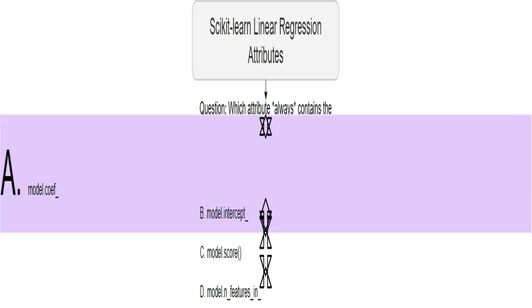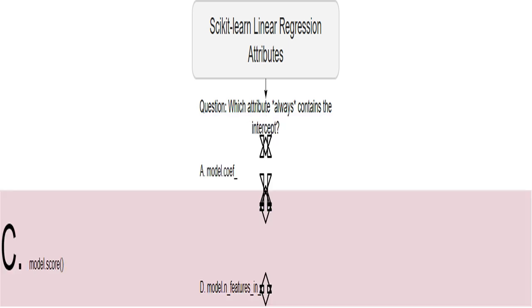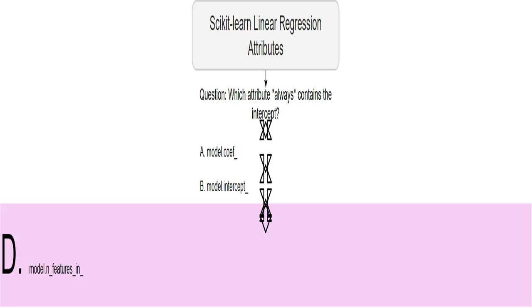This attribute gives the slope of the regression line, not the intercept. The slope shows how much y changes for every 1 unit change in x. It's not what we are looking for here. This is a method, not an attribute, and it returns the r-squared value. R-squared measures how well the line fits the data, not where the line starts on the y-axis. So this is not the correct answer. This attribute tells me how many predictor variables, x values, I used to fit the model. It's not related to the y-intercept.